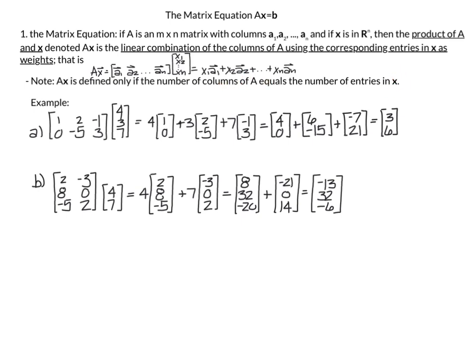And last, notice that in these two matrix times vector products, the number of columns of A equals the number of entries in x. There are 3 columns and 3 entries in x. Here there are 2 columns and 2 entries in x, because you want to be able to pair off the columns with the entries in x. If there's an extra entry here or an extra column here, the definition wouldn't work well.